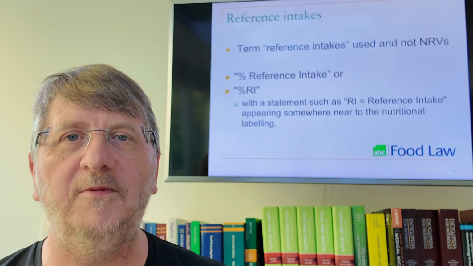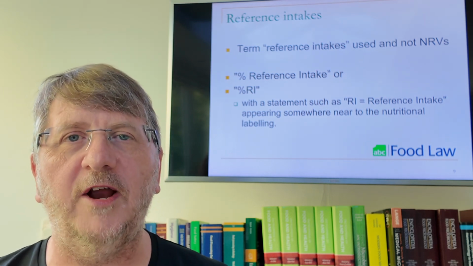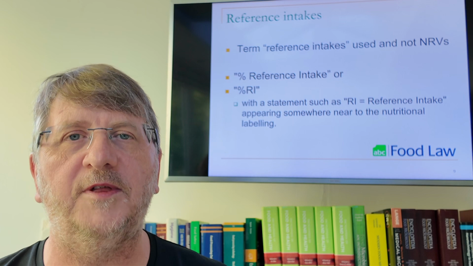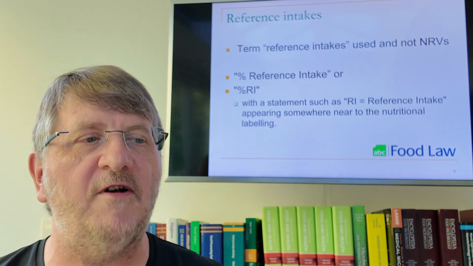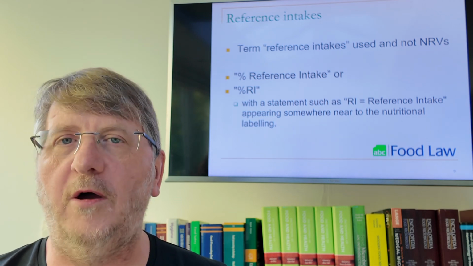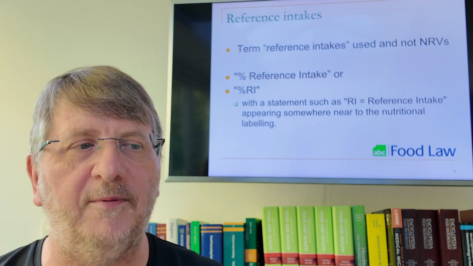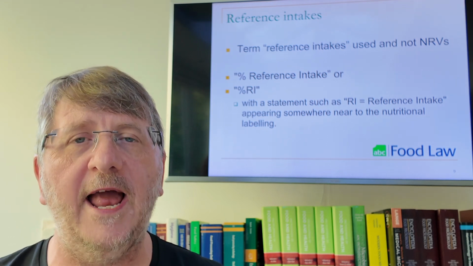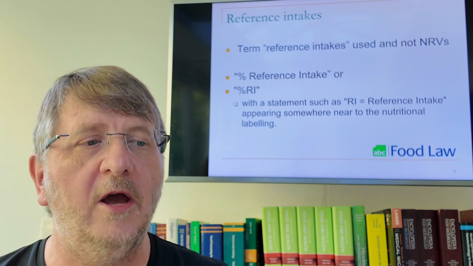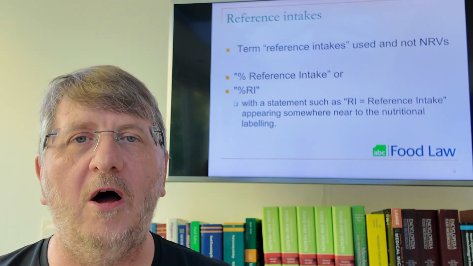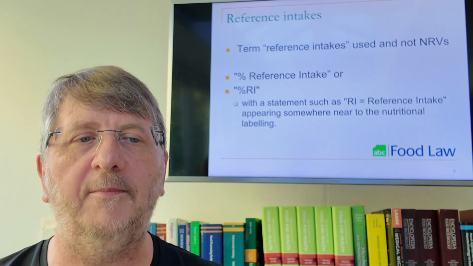Now, I'm using the term nutrient reference value, but of course the Department of Health in England recommend that that term is not used in a nutritional table itself. Instead, you should be using the term reference intake, not NRV. So it should be an RI, not NRV, in your table, declared as a percentage reference intake or percentage RI, with an indication that RI equals reference intake. So you need to put that information on your label.